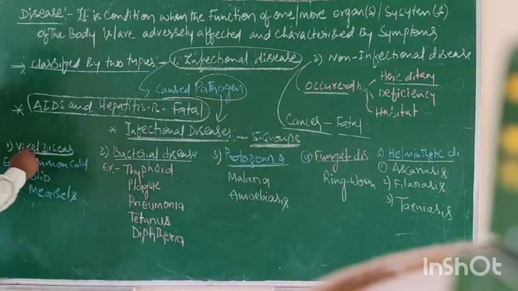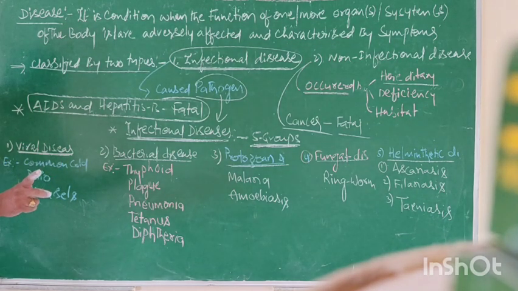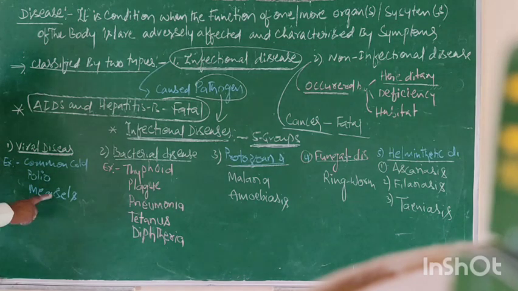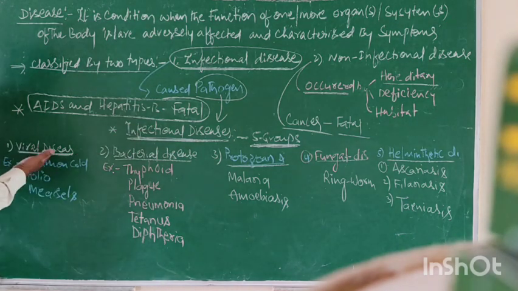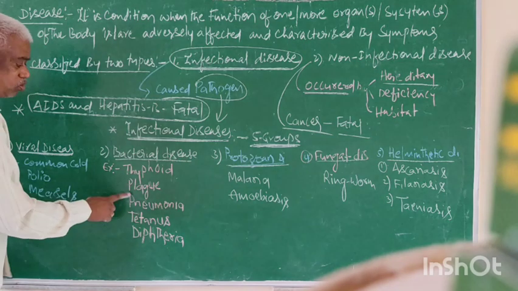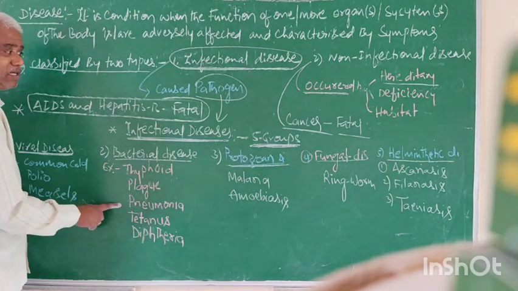Now, viral diseases: common cold, polio, measles. Be careful, these are three examples. Infectional or non-infectional? Infectional. If it is infectional, which group? Virus. Now, these are the three viral diseases. Next, bacteria.